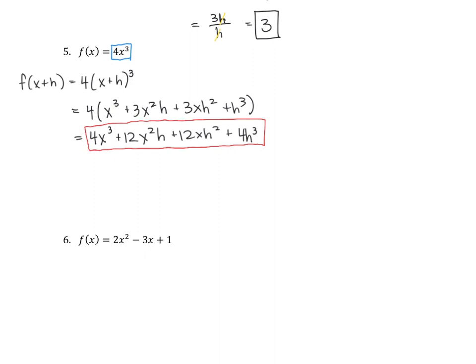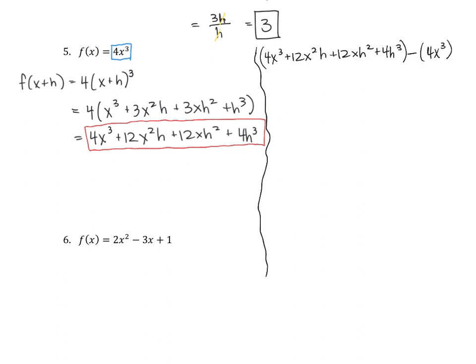All right, so the formula is f of x plus h, so the red, minus f of x, which is the blue, all over h. All right, so if I do that, I'm going to have 4x cubed plus 12x squared h plus 12xh squared plus 4h cubed minus 4x cubed, okay, all over h.